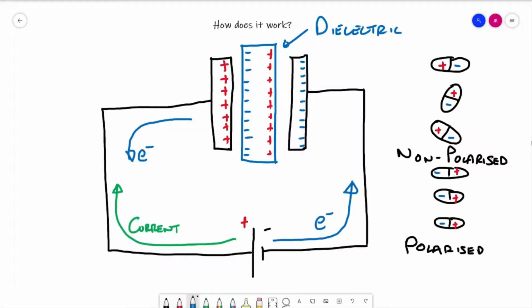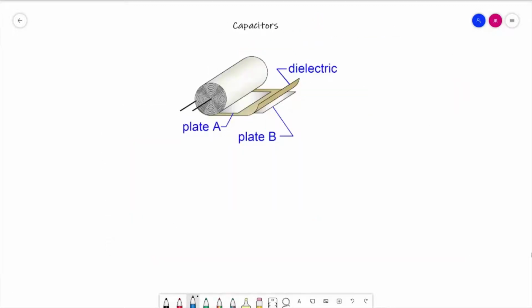Now, as I said, that is a very, very basic way of looking at how a dielectric works. In reality, it's a lot more complicated than that, but that's just to give you an idea of exactly what the function of the dielectric in a capacitor is. We can now start to define some terms.